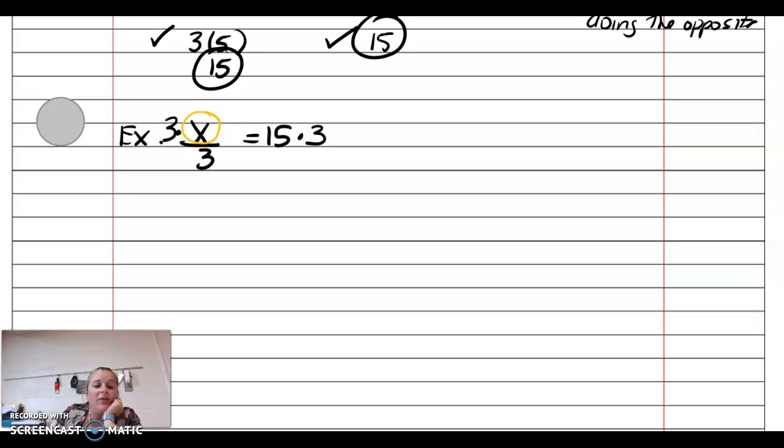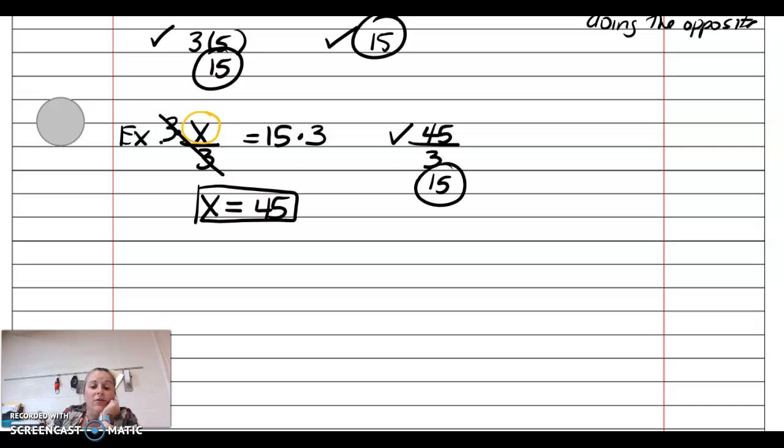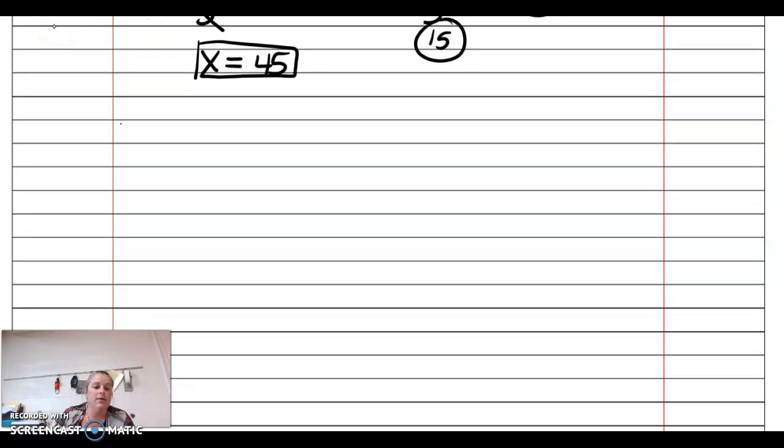Now, what's fun about this one here is that you have a 3 in the numerator, 3 in the denominator. Your 3's cancel out. 3 divided by 3 gives you 1. So you have 1x left equals 15 times 3, which is 45. And then when you go to do your checks, you have 45 over 3, which is 15, which is what we wanted, and the other side had 15. Both sides are good. All right.